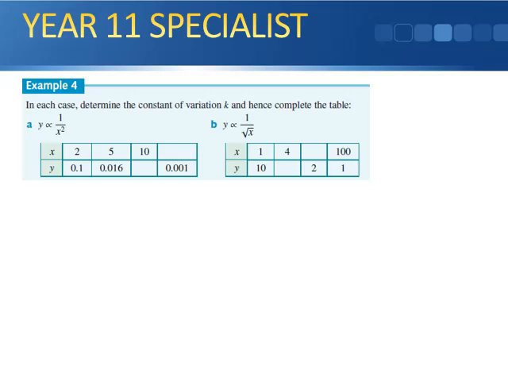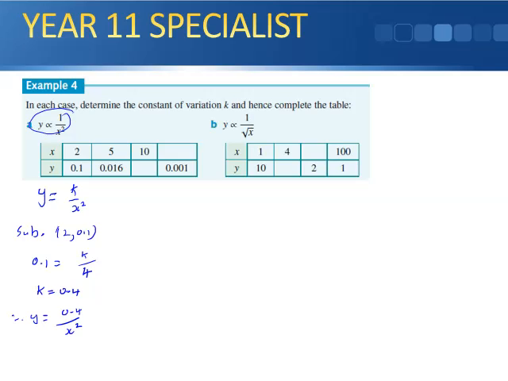Example 4. In each case, determine the constant of variation k and hence complete the table. So we've got our rule there. We need to turn it into an equation. So we've got y equals k over x squared. We need to find our k, so we substitute. It doesn't matter which one you substitute in. X is 2 and y is 0.1. So I get 0.1 equals k over 2 squared. 2 squared is 4, so when I work this out, k equals 0.4. And therefore, my rule is y equals 0.4 divided by x squared.